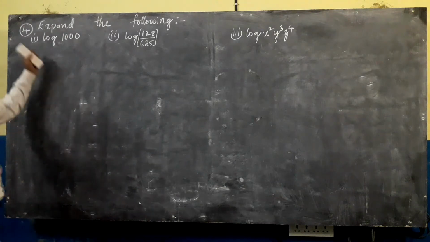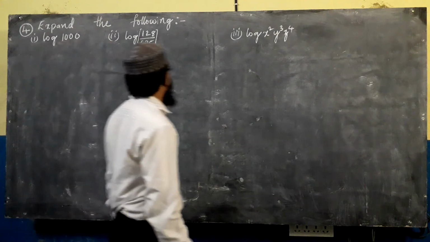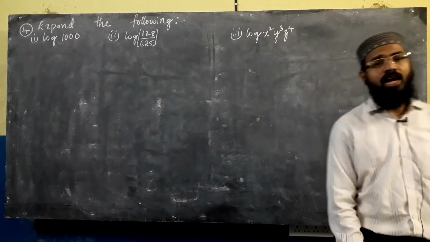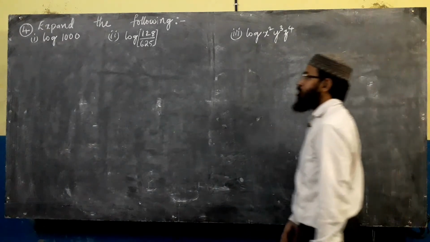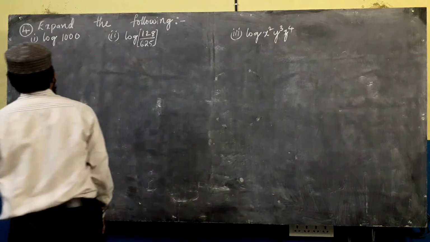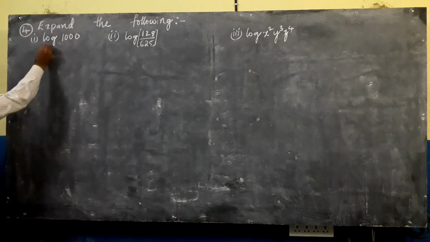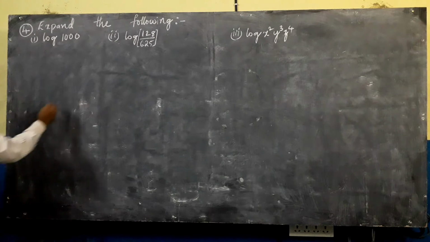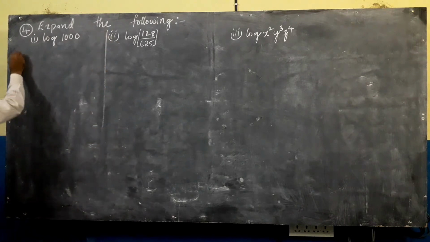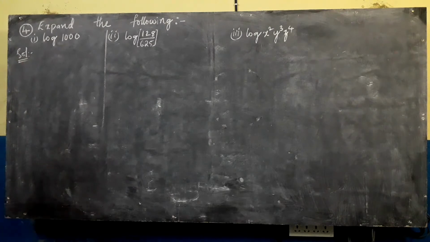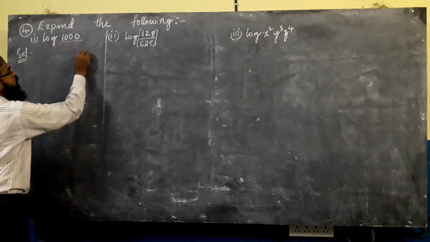Exercise number 1.5, fourth problem, expand the following. So we have to expand this. They have given 5 bits. So these are 3 bits. Log 1000. For solving this, first we have to take out the factors of 1000.